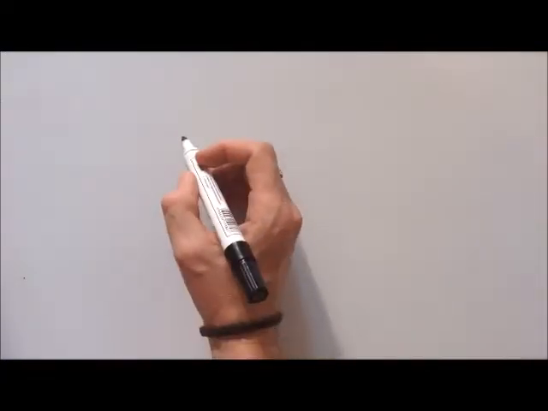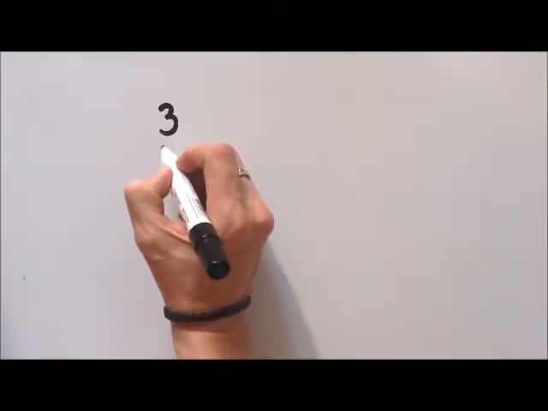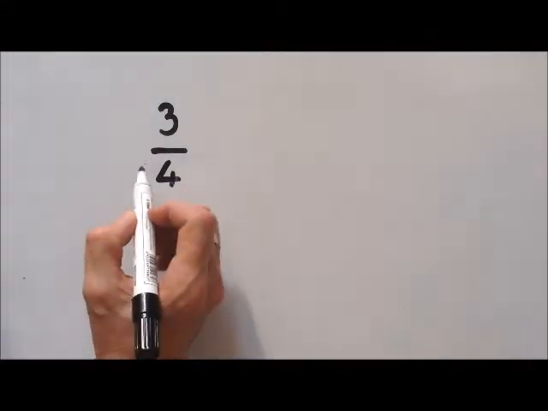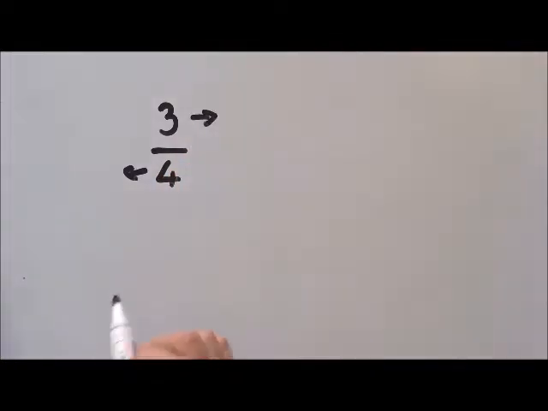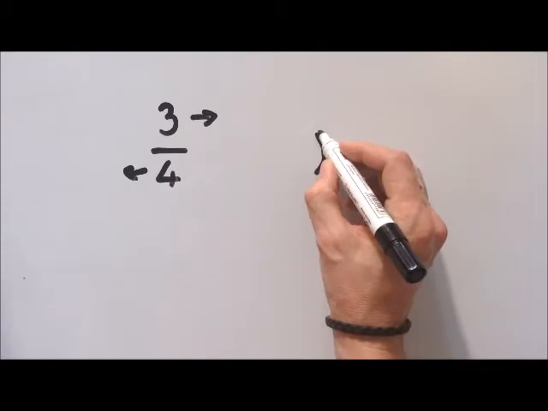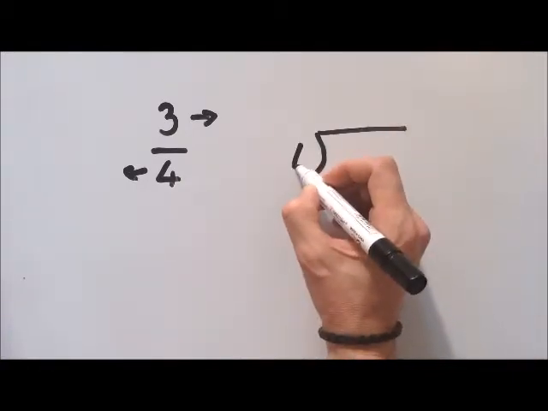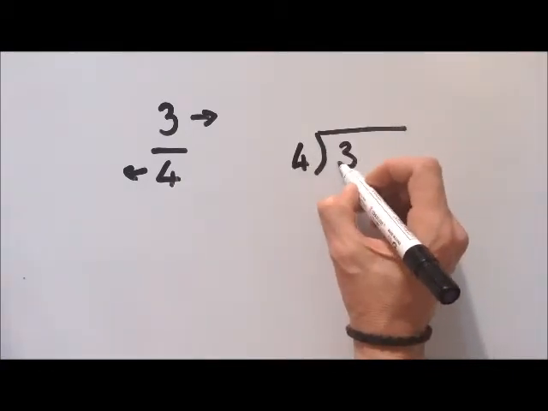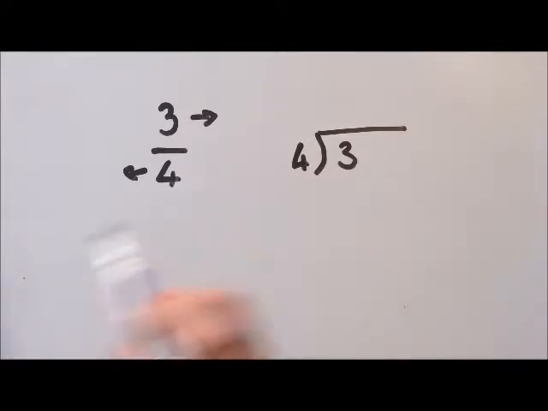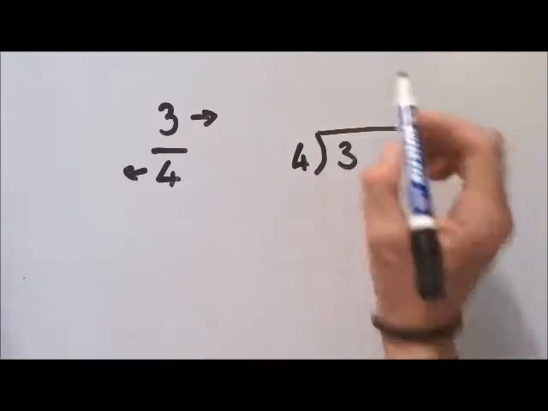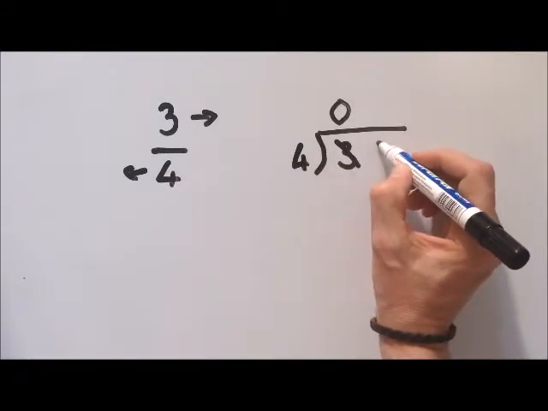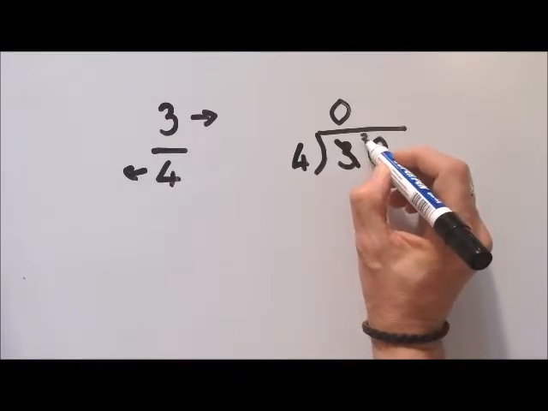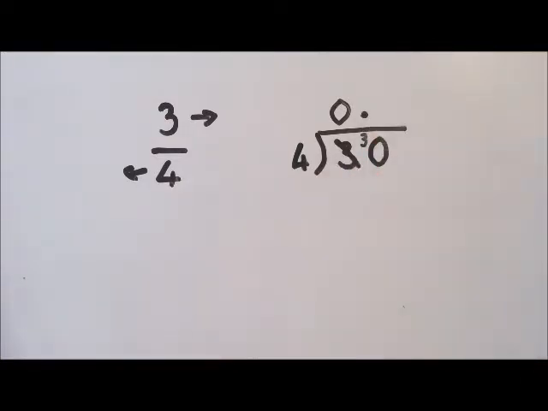Okay, so let's do 3/4. How are we going to turn that into our decimal? Well, first of all, remember our arrows there, and then we put it in our bus stop. Put the 4 on the outside and the 3 on the inside. Okay, how many 4's can we get out of 3? That's right, we can't get any. So we've run out of numbers, so we cross this out, we put a 0 here, and we put our 3 here, and we place our decimal point there.